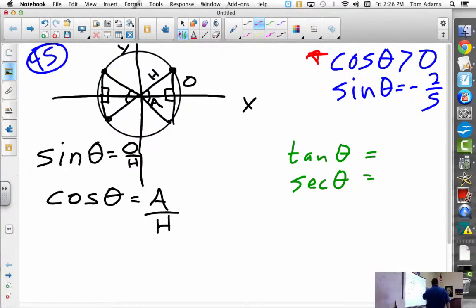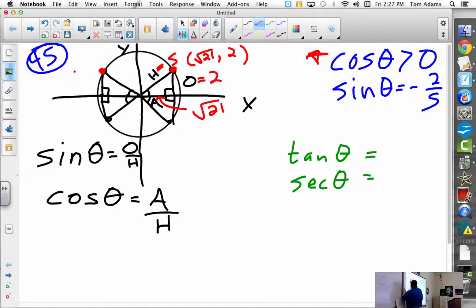So here's what we're doing. We said that the opposite was, what was the number? 2. What was the hypotenuse? 4. And what did we say the adjacent was? Square root of 21. So this point right here is the point square root of 21, comma, 2, isn't it? Because I go over the square root of 21 and then go up 2 to get to that point. What's this point over here? Negative square root of 21, comma 2.